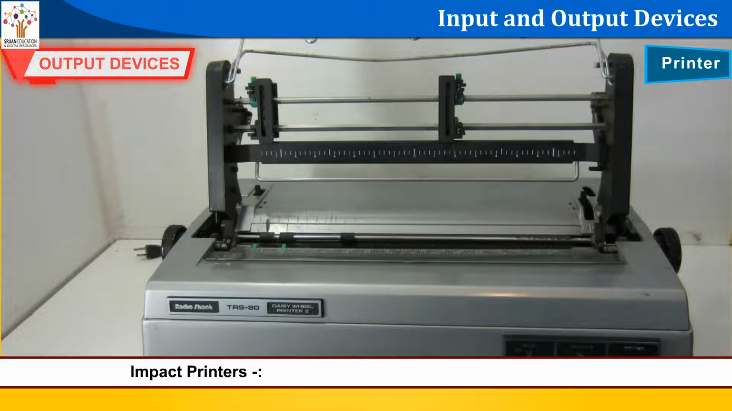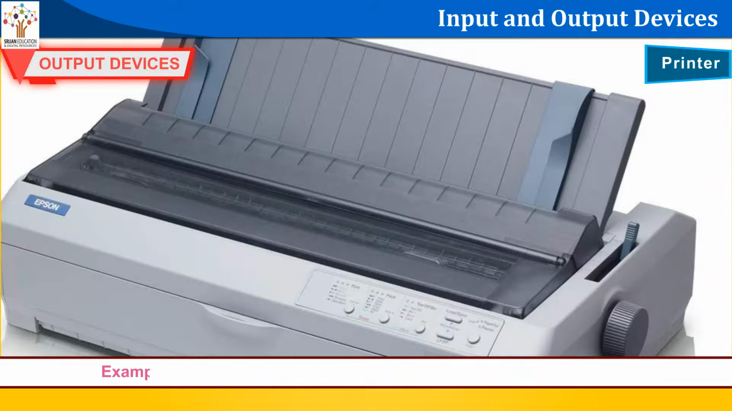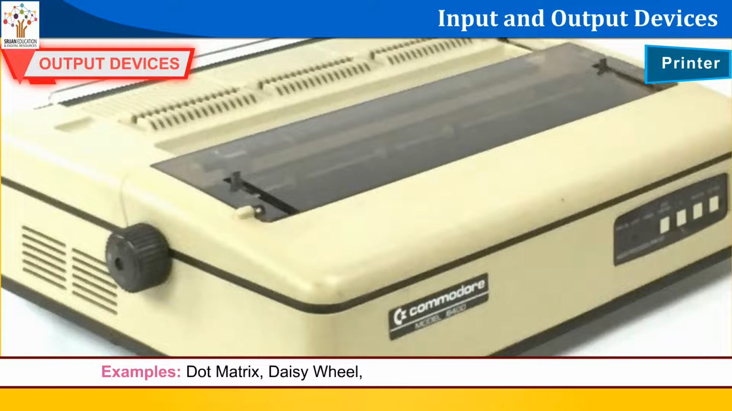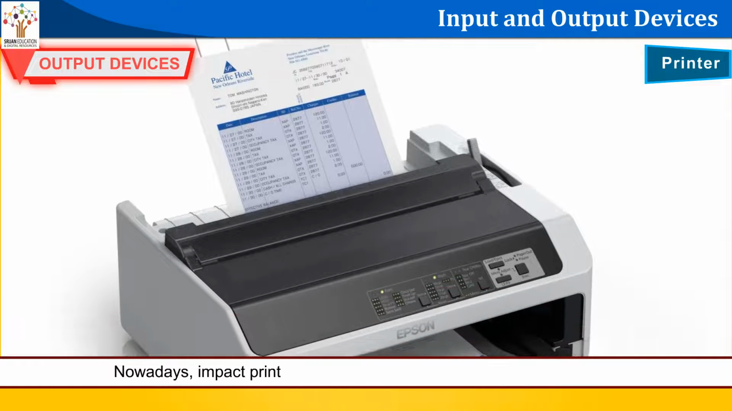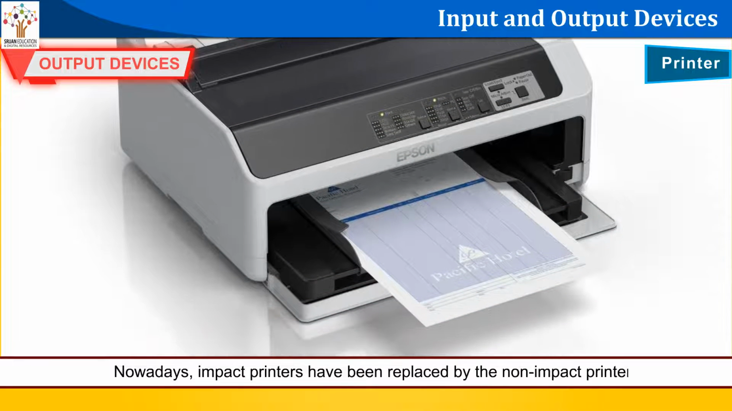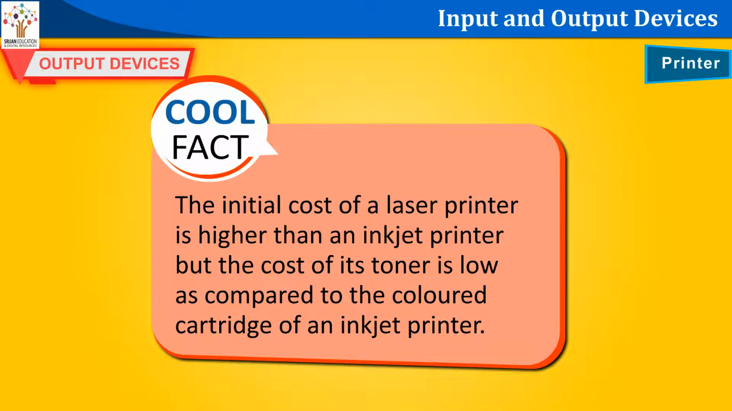Impact printers. In this type of printer, hammers or pins, the printhead, strike against a ribbon and paper to print the text. Examples: dot matrix, daisy wheel, line printer. Impact printers are generally used for printing bills and receipts. They are slow and the print is of low quality. Nowadays, impact printers have been replaced by the non-impact printers. Cool fact: the initial cost of a laser printer is higher than an inkjet printer, but the cost of its toner is low as compared to the colored cartridge of an inkjet printer.